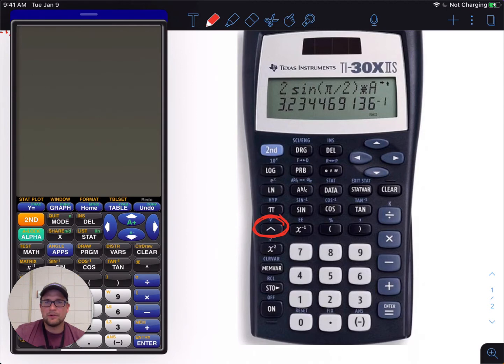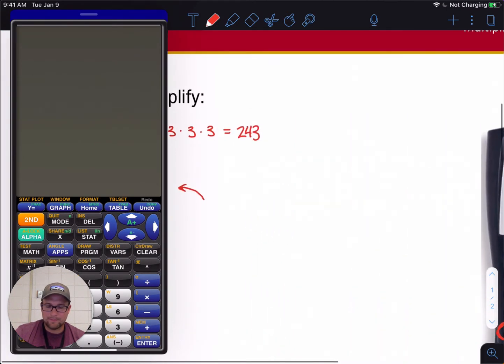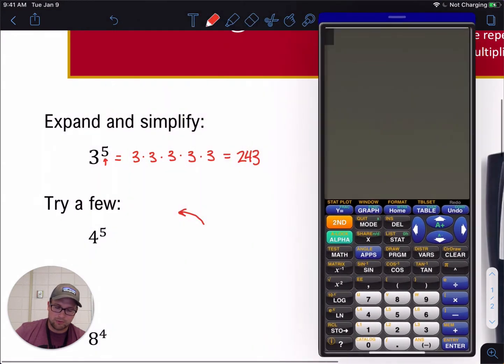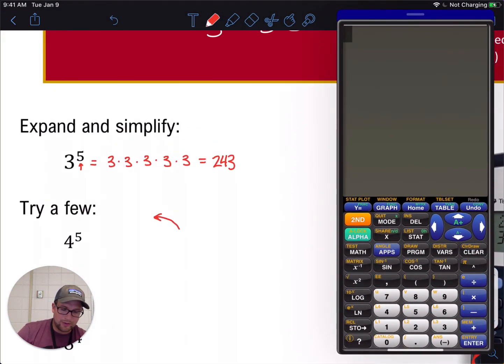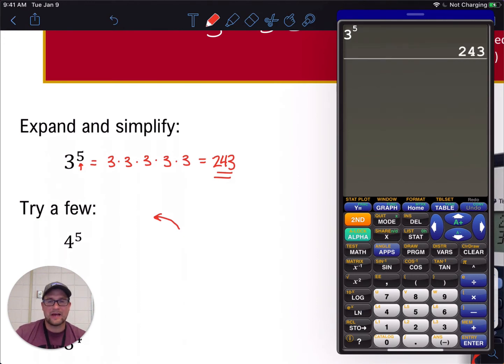The way you will typically use this key is, for example, if I want to go back to my original problem here, 3 to the fifth, I would hit 3, and then I would go up and push that caret key. Mine raises and gives me an exponent spot right there, and then I can type in my exponent of 5, and this will evaluate what 3 times 3 times 3 times 3 times 3 is, and we know already what our answer should be. Our answer should already be 243. So by hitting enter, we can verify that that is true, and now we have a new way to evaluate these.